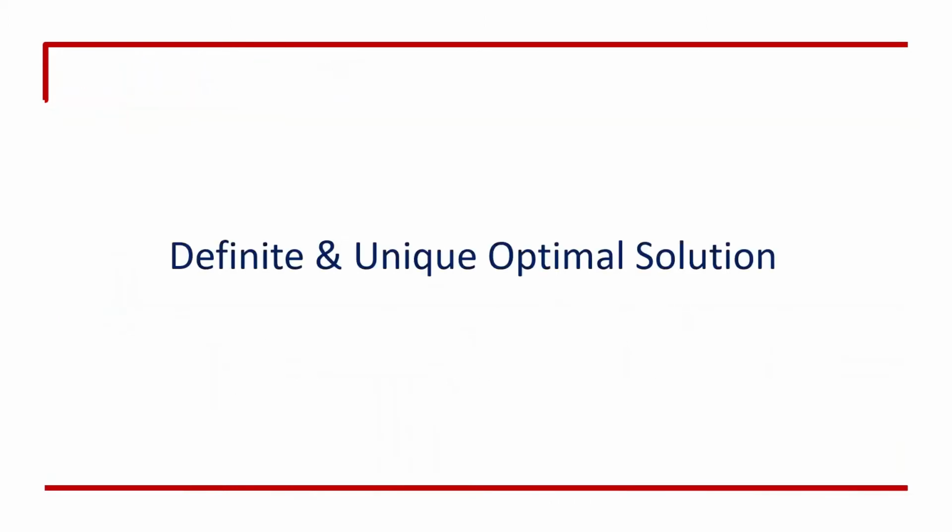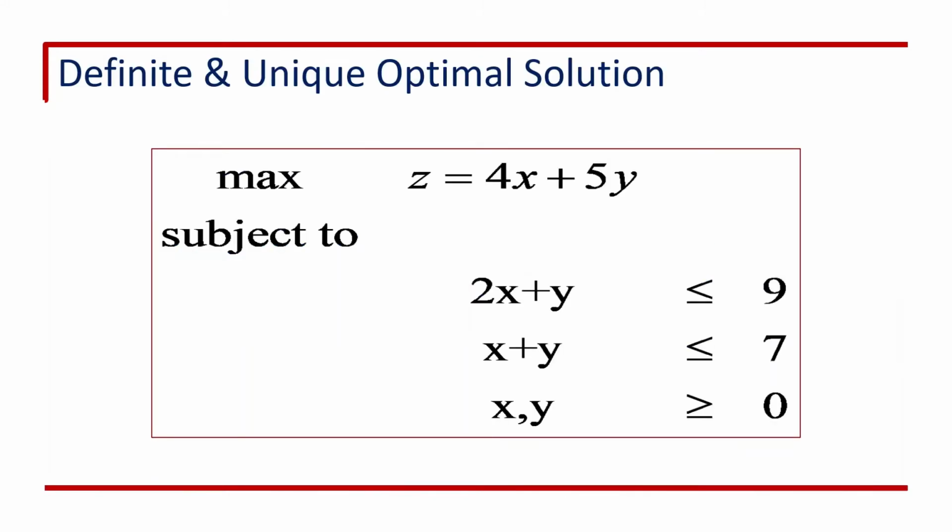Now we will learn about definite and unique optimal solution. Let's consider a small example. The objective function is to maximize the value of z, which is equal to 4x plus 5y, subject to two constraints. First is 2x plus y less than or equal to 9 and second is x plus y less than or equal to 7. Both variables are positive, so x and y are greater than or equal to 0.